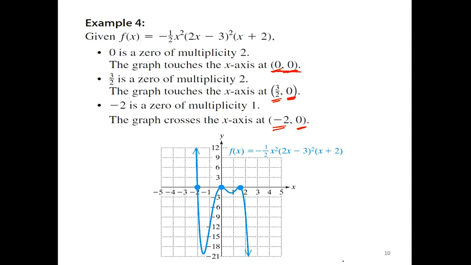Like this. Look at the graph, at this point we have minus 2, 0, and we have 0, 0, and we have 3 over 2, 0. These are 3 zero points. This is also the X-Intercept. This is also the value of X-Intercept.